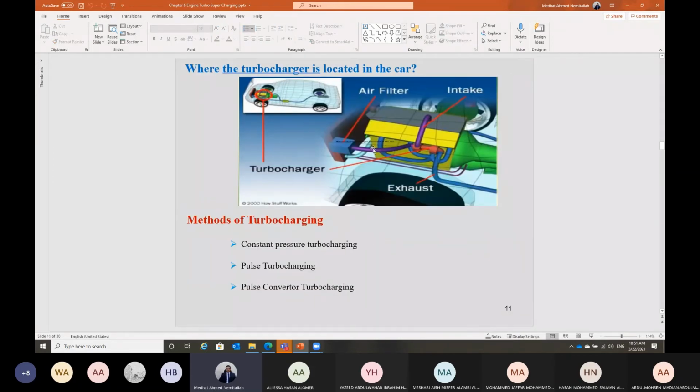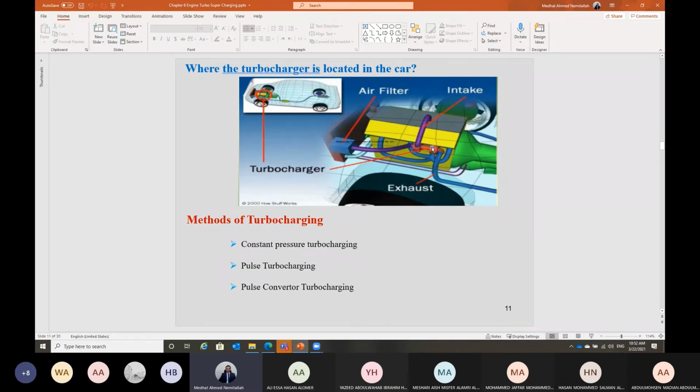If you look at where the turbocharger or supercharger is located in your car, usually the turbocharger is just attached very close to the engine. Here the air is coming, it passes through the air filter, and then it is passed through the compressor. This compressor is driven by the turbine here. Then it compresses the air to the intake manifold, and this air is introduced to the engine. The engine exhaust is introduced to the turbine, and after the turbine we take the exhaust gases to the exhaust tailpipe at the exit to leave the car.